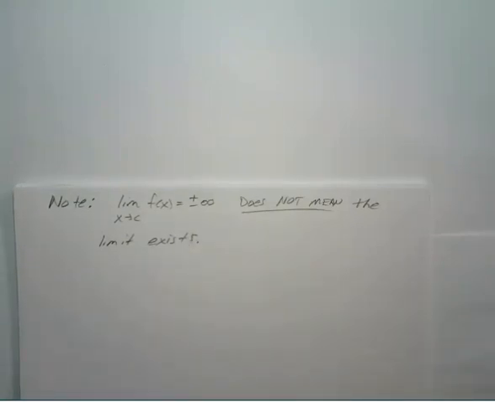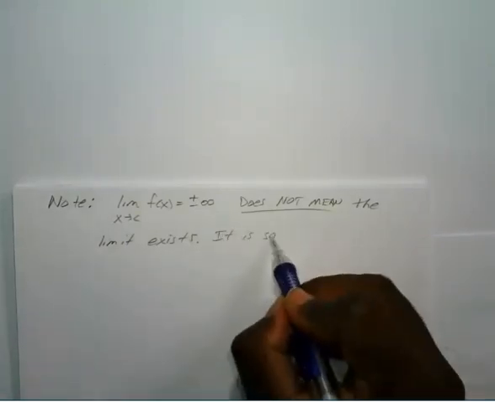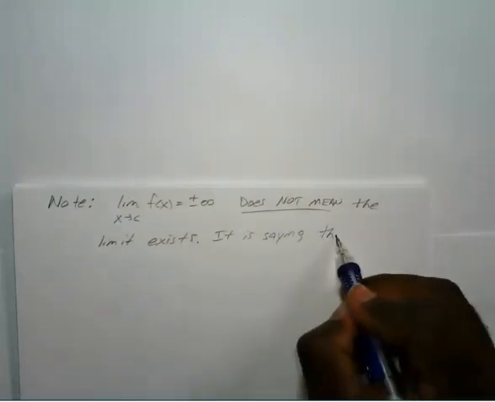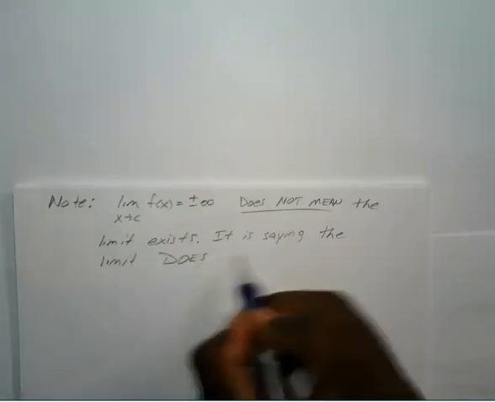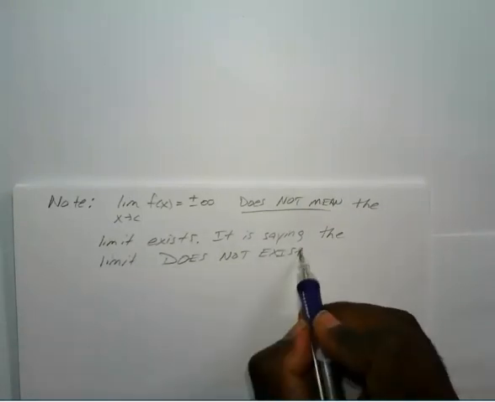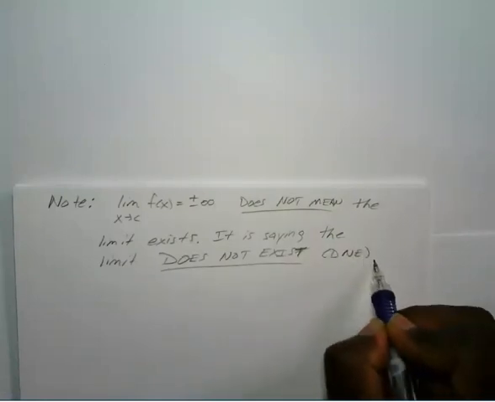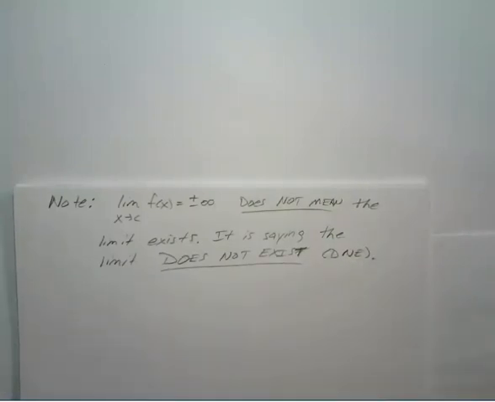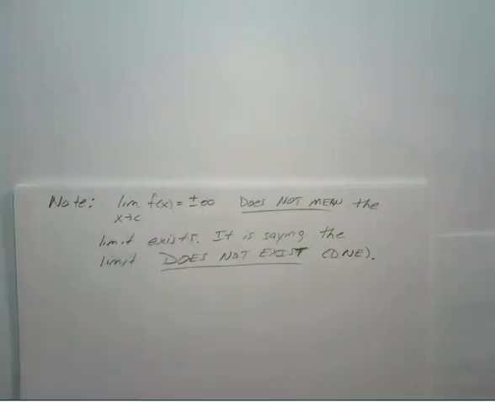Oh, I'm out of pencil lead here. There we go. It is saying the limit does not exist, or in most cases, does not exist. DNE. Okay, so if your limit as x approaches c is positive or negative infinity, then you don't have a limit. It does not exist.